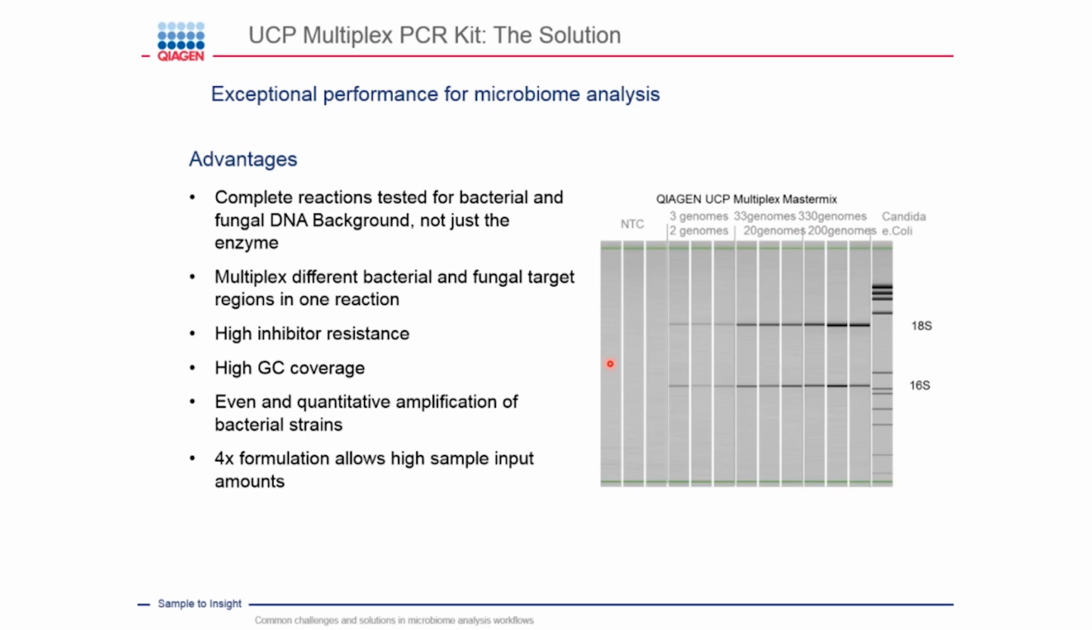Beside the low background, which is already a key point of this master mix, it is a high concentrated formulation. So it's a 4x master mix, which allows you to add high sample amounts. We have customers doing a 20 microliter reaction, and out of 20 microliters, 14 microliters are sample, 1 microliter is primer, and 5 microliters are the master mix. So this is enabling you to add big amounts of your samples in case they're not highly concentrated.